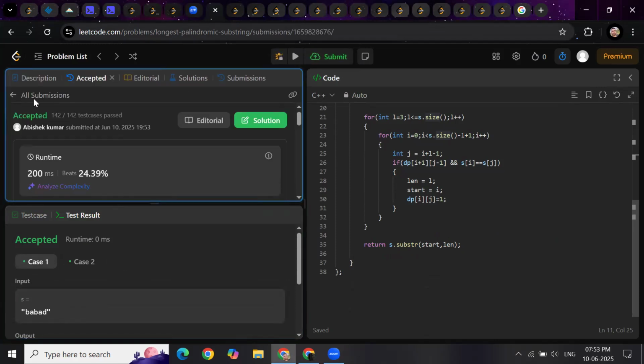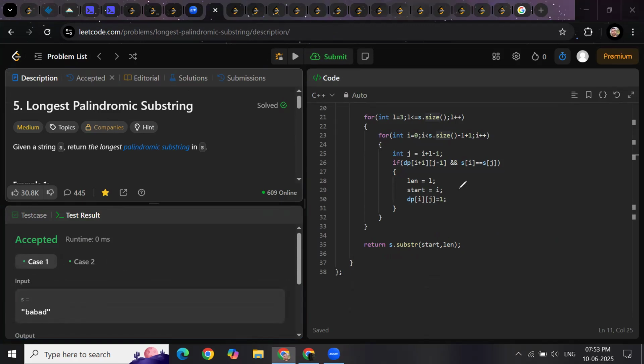Yeah, it passed all the given test cases. So the time complexity for this is O of n square, as we are using a double for loop, and the space complexity is also O of n square, as we are using a matrix of n cross n.